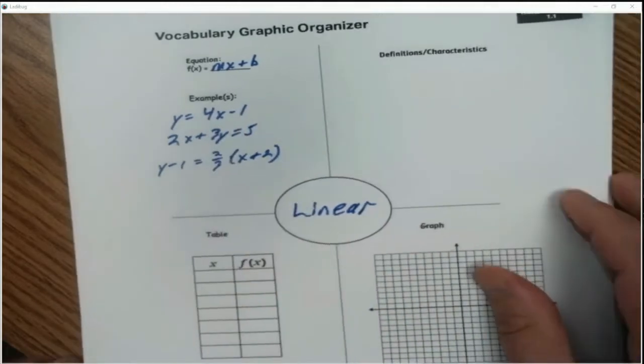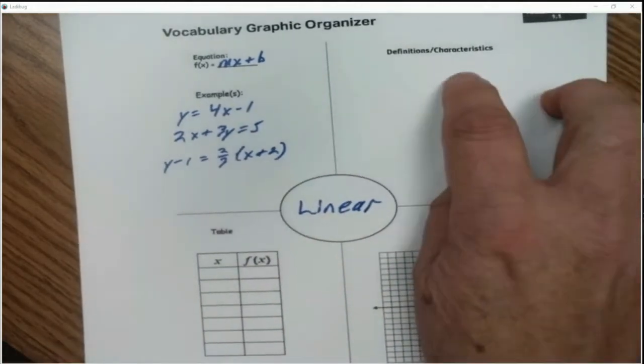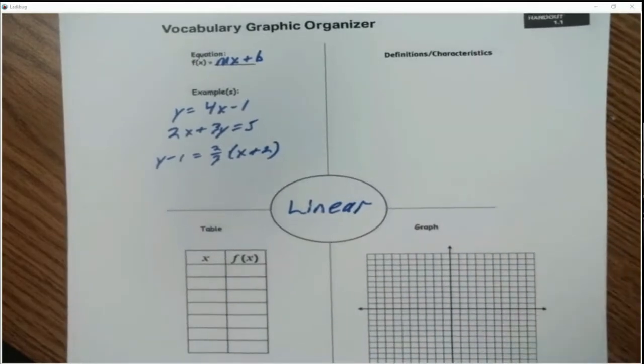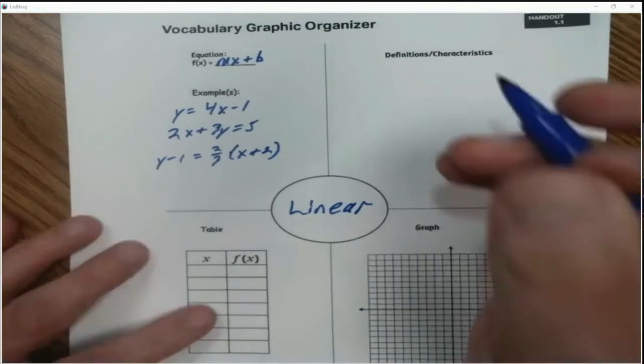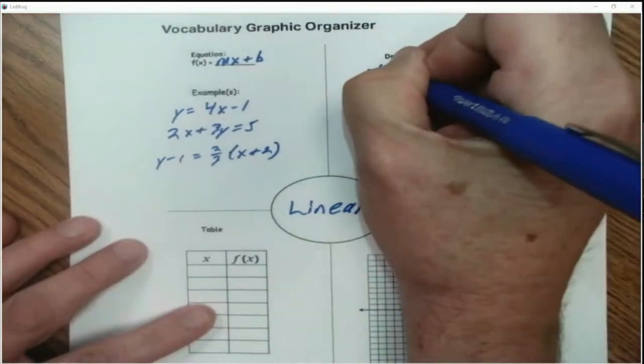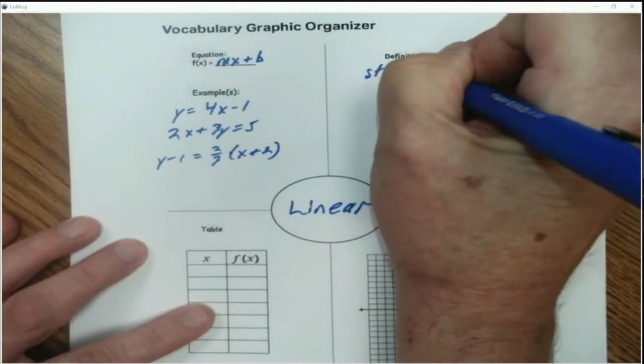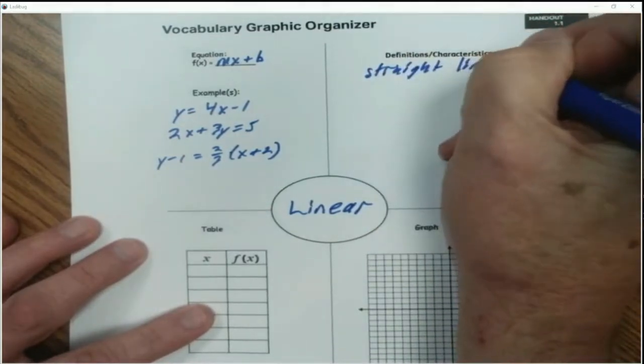All right, so what are some of the characteristics, things that tell us it's a linear equation? Any thoughts on that? Characteristics of linear: straight line, constant rate of change. I like it. So when we graph it, it's a straight line.